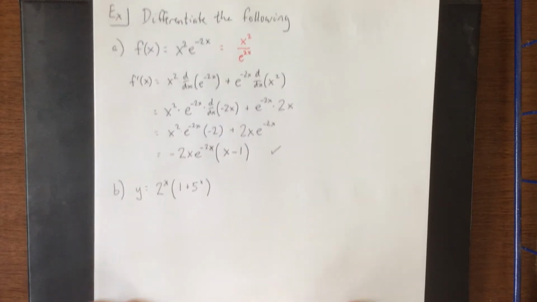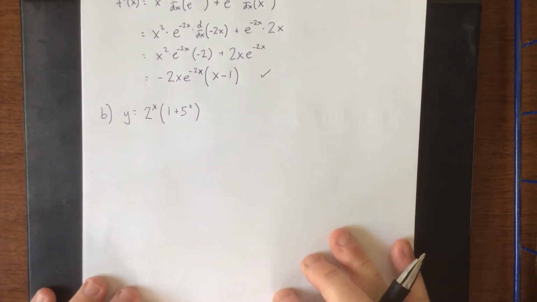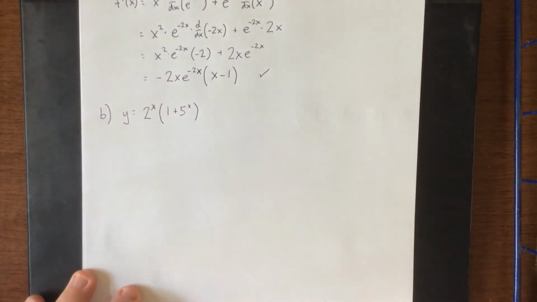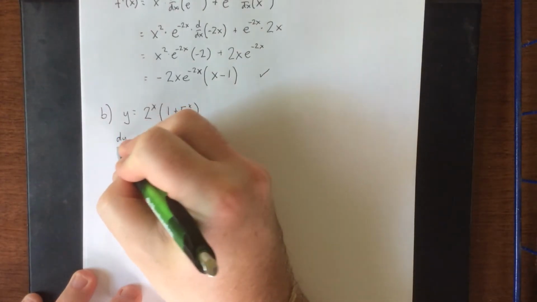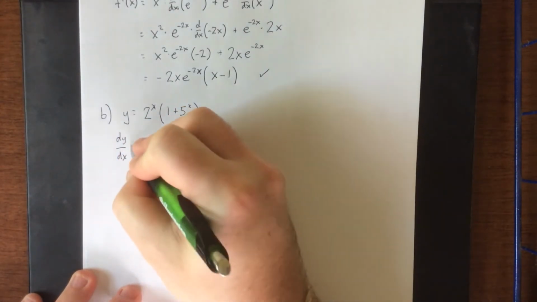Now for part B, we actually have a couple different options here. We have y equals 2 to the x times 1 plus 5 to the x power. I'm going to demonstrate how to do this two different ways. And the first way that I'd like to do is making use of the product rule, since we do have a product of two things.